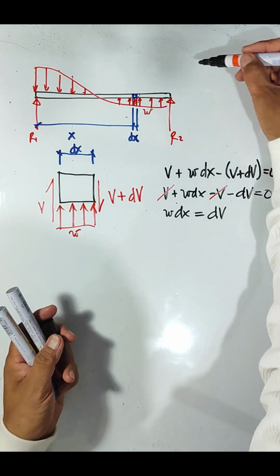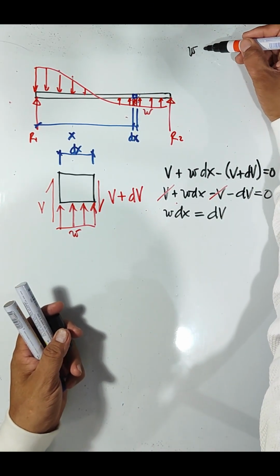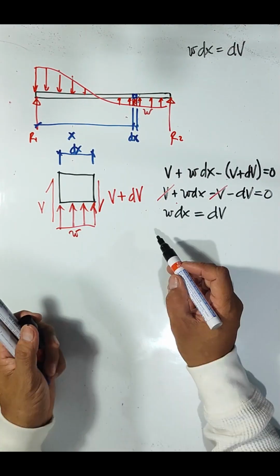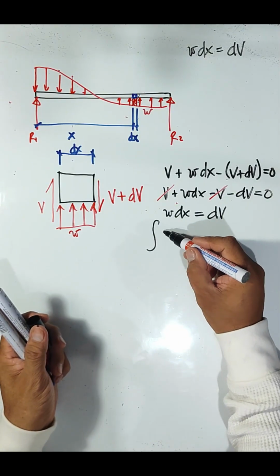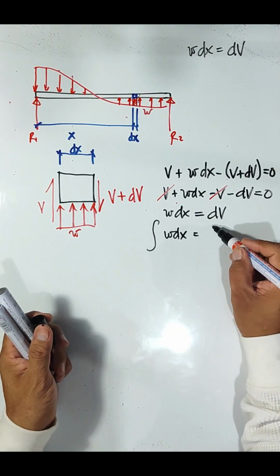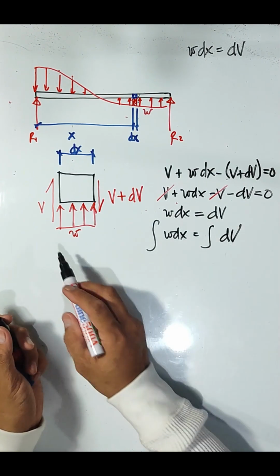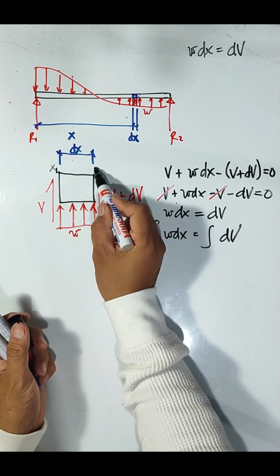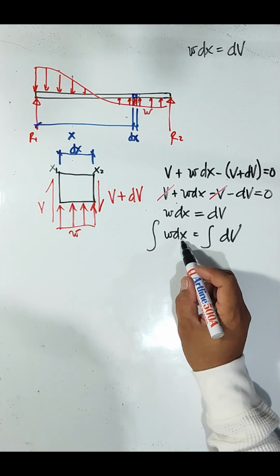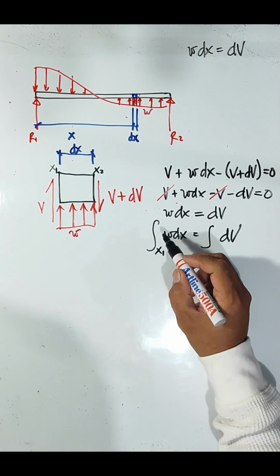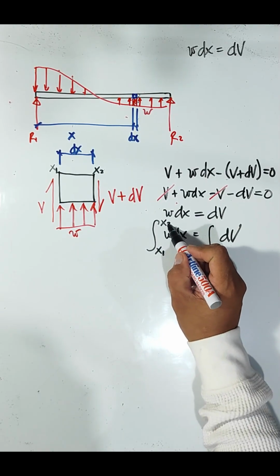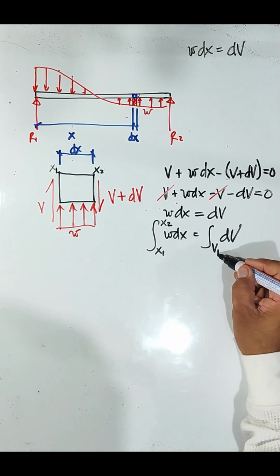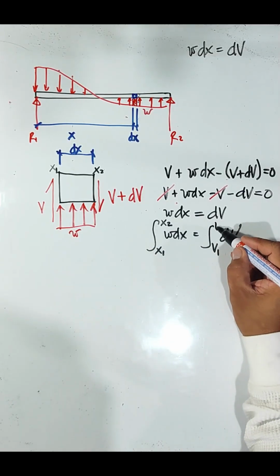Let's write it here: W dx is equal to dV. We are going to integrate this. This is point, let's say, x1. Here is x2. So we're integrating with respect to x, and the limit would be x1 up to x2. The shear here, let's call it shear 1, and the shear here, let's call it shear 2.